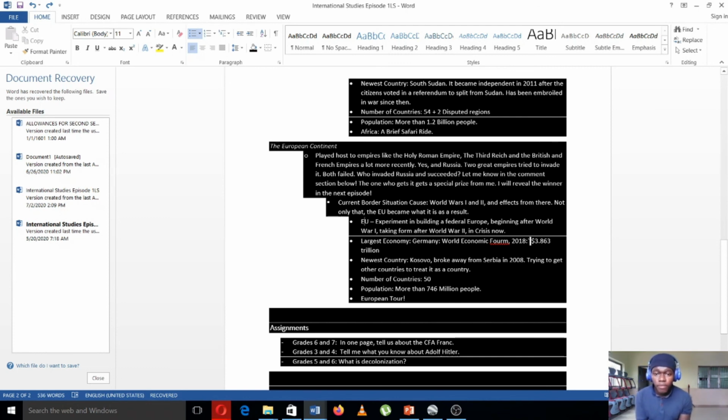So, the largest economy in Europe is Germany with 3.863 trillion. The newest country, as I told you already, is Kosovo. It broke away from Serbia in 2008. It's getting others to treat it as a country. 50 countries, population of more than 746 people.